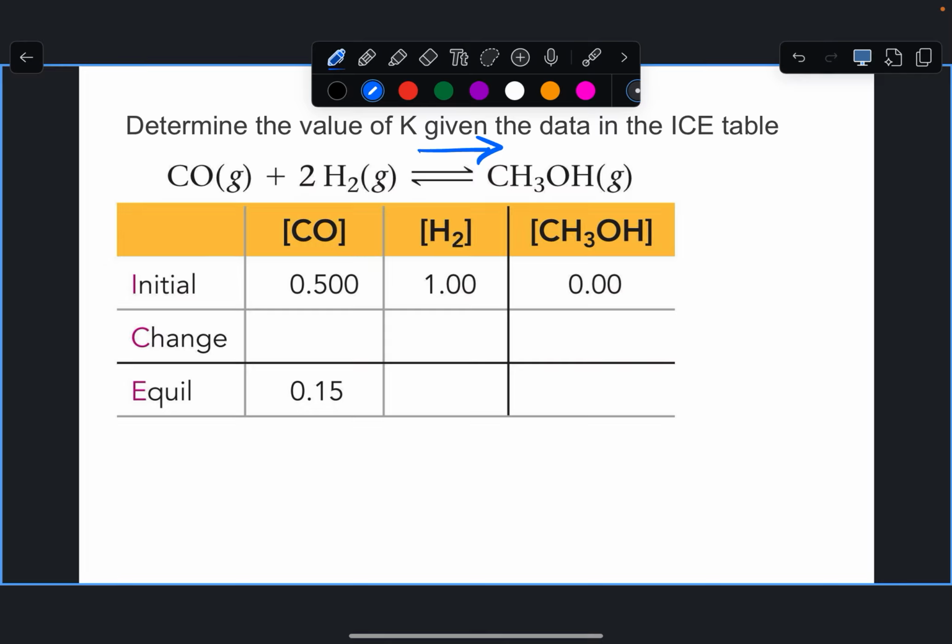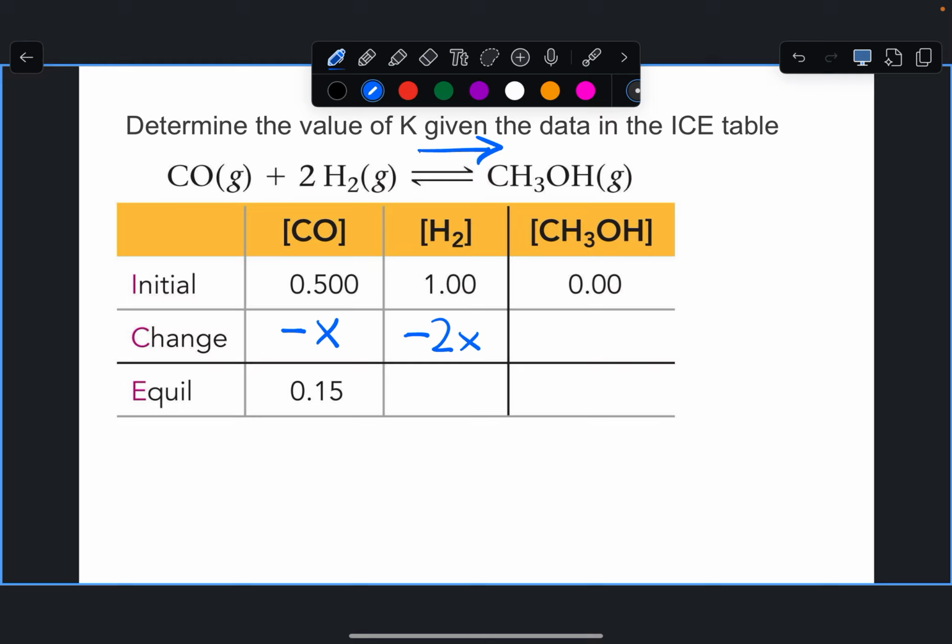So some of that CO is going to get used up, right? And some of the H2 is going to get used up. The amount that will get used up is a 1-to-2 ratio. If you look at the balanced equation, there's a 1 on the CO and a 2 on the H2. So I don't know exactly how much at this point, but some amount, say X, is going to get used up. It's minus because it's getting used up. But for H2, I'm going to have twice that amount, 2X, because I know from the balanced equation it's a 1-to-2 ratio.